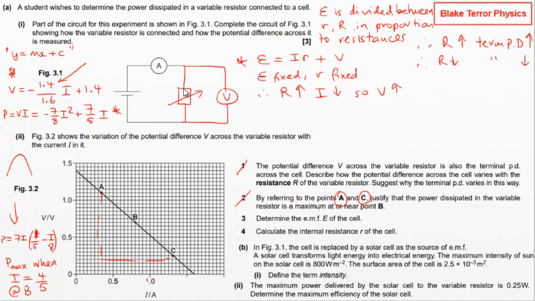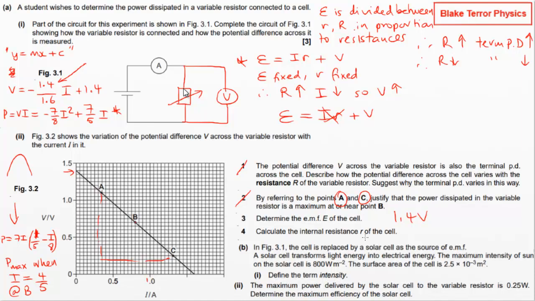Right, the EMF, well, that's just going to be our 1.4 volts. When we've got no current flowing through the circuit, then if we do our E equals I times internal resistance plus V, then that bit just disappears. And then we've got that our EMF is equal to terminal PD, which is 1.4 volts.